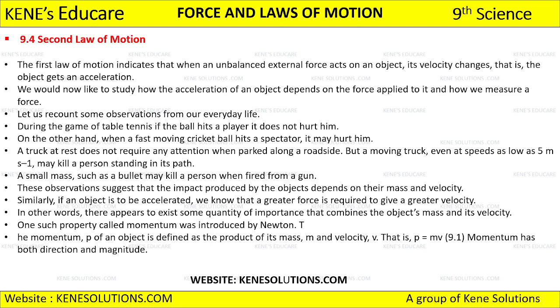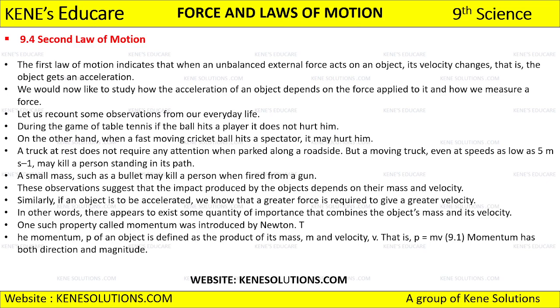If you want the velocity to be greater, you will have to apply a greater force as well. In other words, we can say that there appears to exist some quantity of importance that combines the object's mass and its velocity. What can we say? There is some quantity that plays a very important role, because it combines the object's mass and its velocity. So one such property is called momentum, and that was again introduced by Sir Isaac Newton.